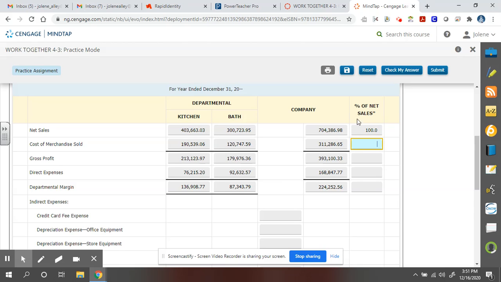Now what it wants me to do is get a percentage of sales. So I take this number, 311,286.65, divided by the dollar amount for net sales. So I'm going to make a fraction out of this. The 311,286.65 divided by 704,386.98. Just divide them. The small number goes on top. You put the small number in first, hit the divide key, and then put the larger number in.